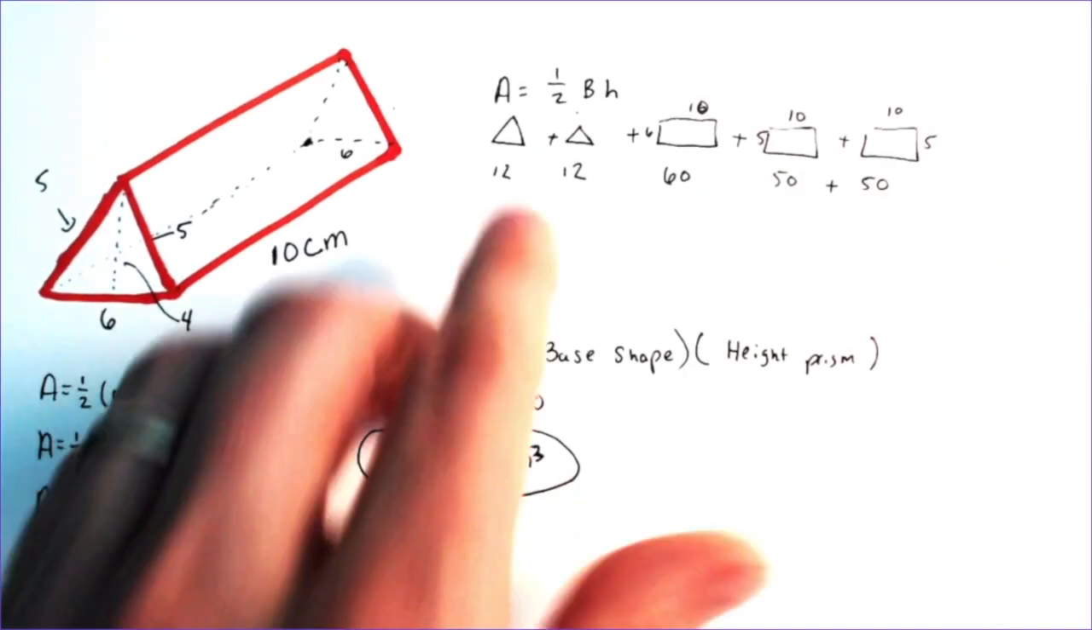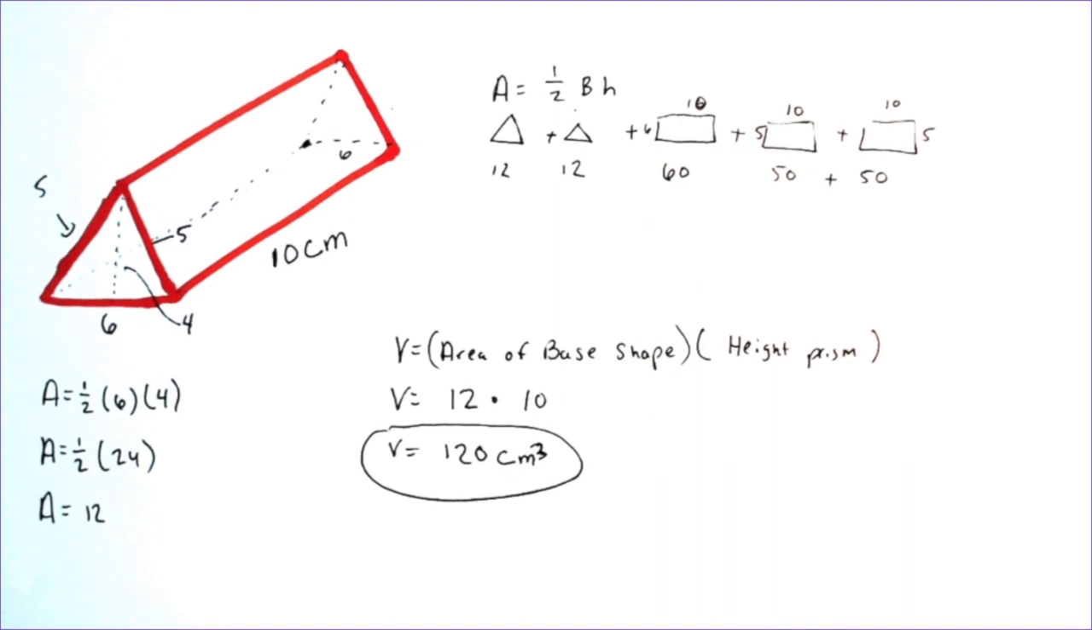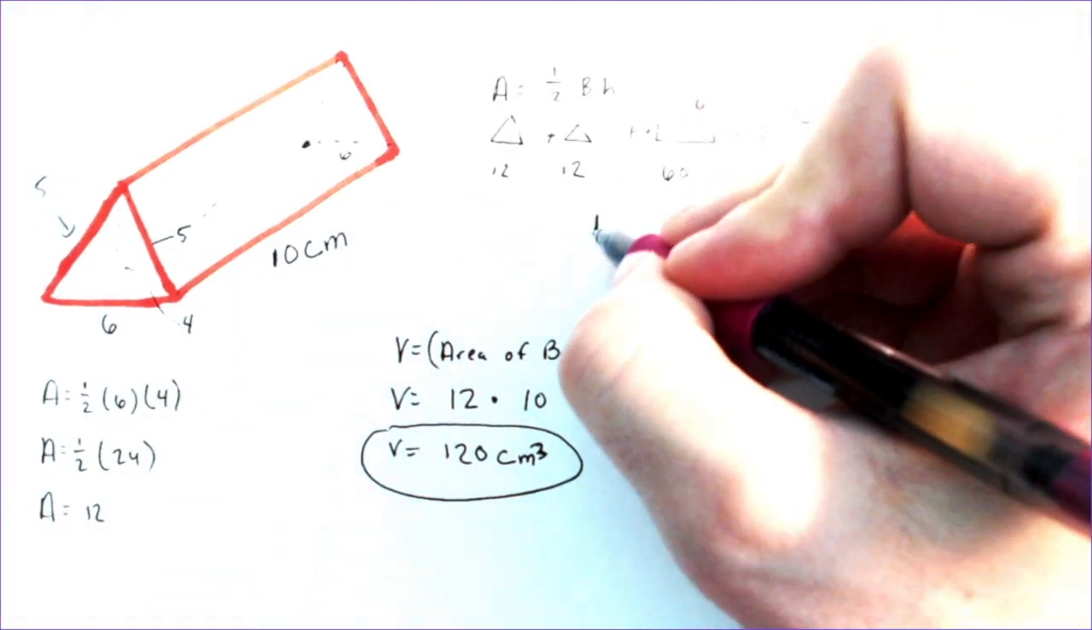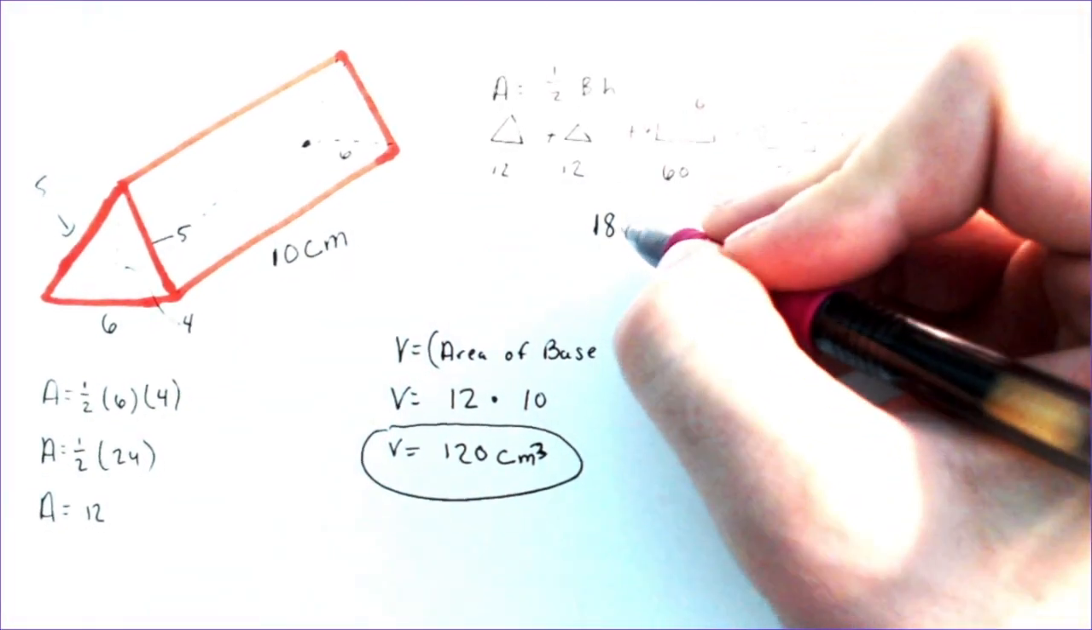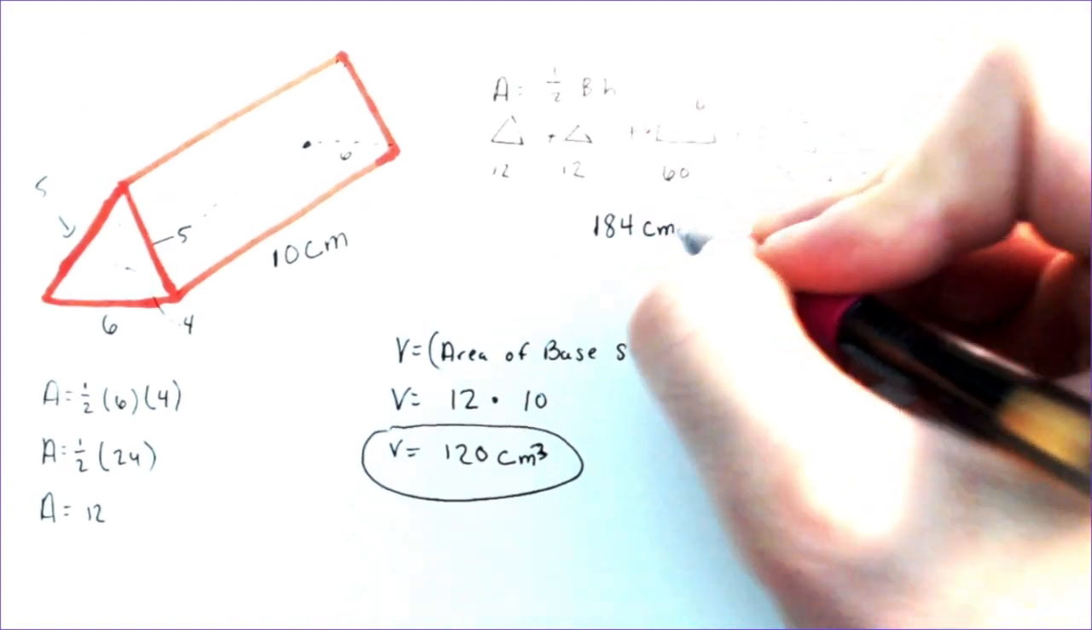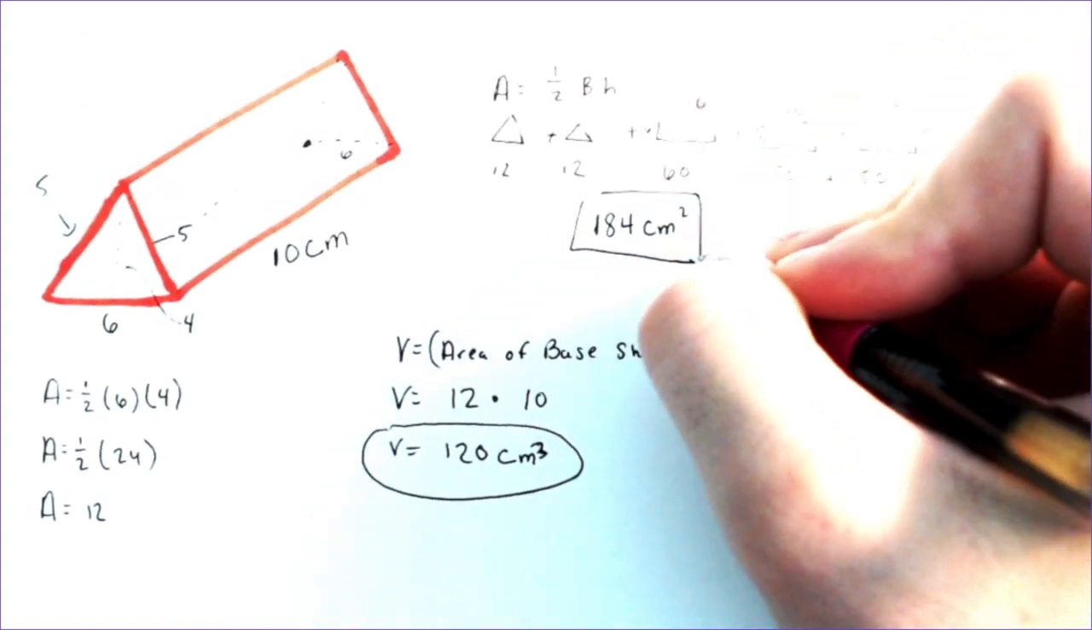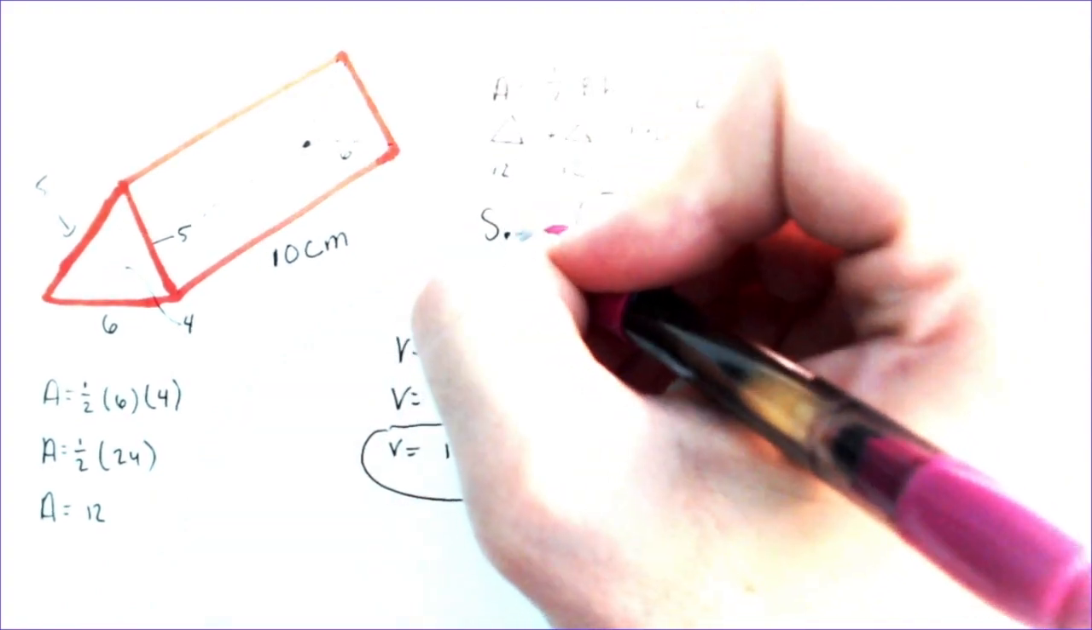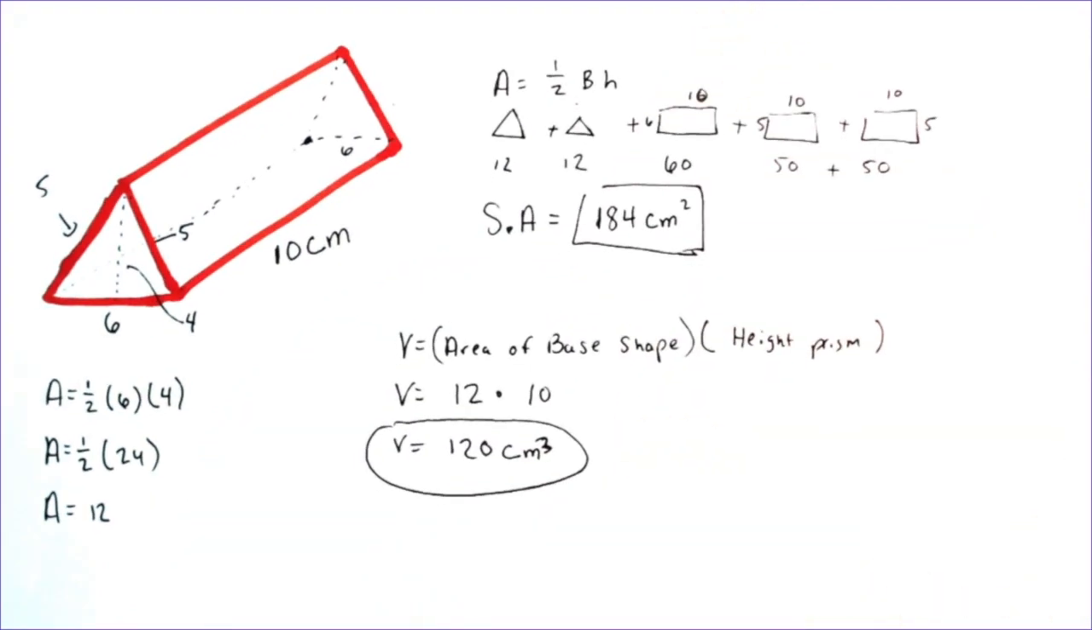of this shape now. We got the two triangles, front and back triangle, we got the left rectangle, the right rectangle, and the bottom rectangle. We have to add these all together. So we got 12, 12, 60, 50, and another 50. When we add all of those together, we get 184 centimeters squared because it's surface area. Surface area involves squared, not volume, which involves cubed.